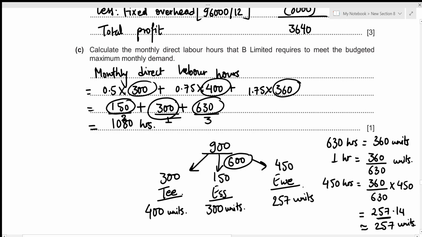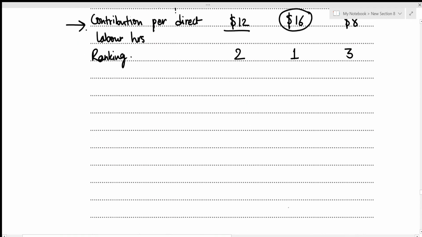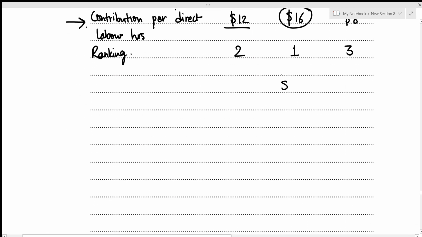Now, since we are asked to figure out the maximum contribution and maximum profit, in order to figure out the maximum contribution, we can just multiply the per unit contribution to the number of units produced for each of these three products. So let's first write down the number of units, which is 400, 300, and 257. Let's do that. So we need to prepare a statement like we did previously. So we are figuring out the contribution first. We have three products, S, T, and E. So for T, we were producing 400 units. For S, we are producing 300 units. And for E, we are producing only 257 units.